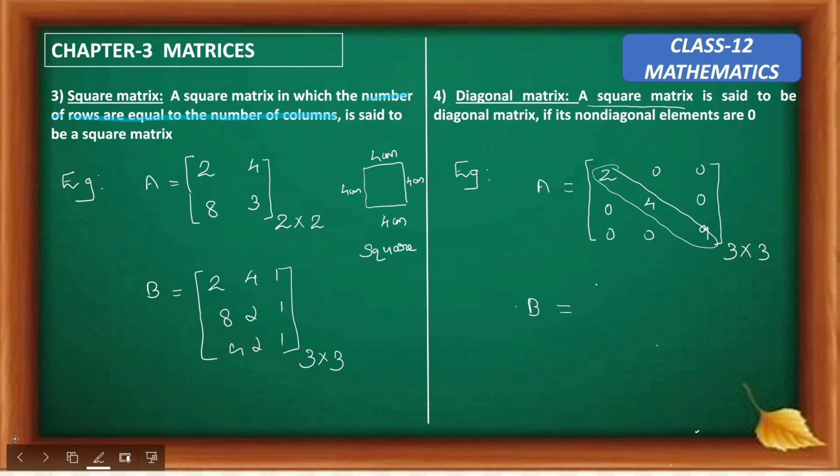One more example we can see, 2, 0, 0, 8. The order of this matrix is 2 by 2, 2 rows and 2 columns. Then in here the diagonal elements 2 and 8 you can see, other elements are zeros, isn't it? Then this is known as a diagonal matrix.